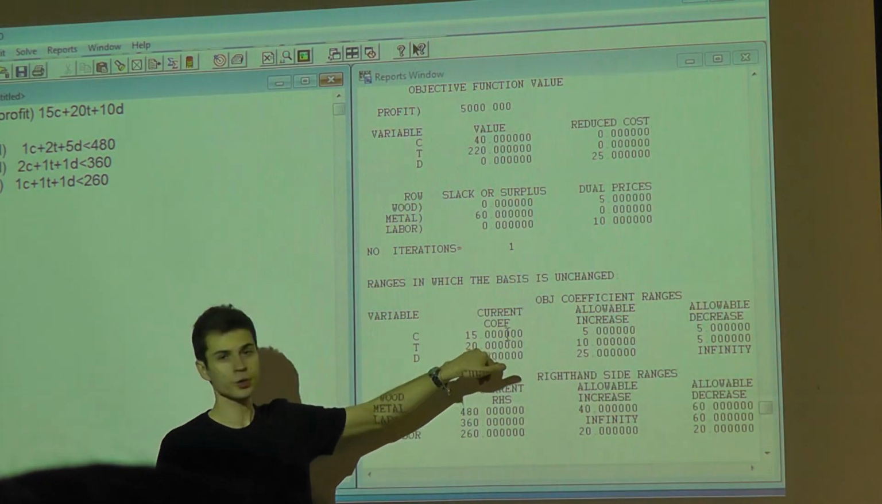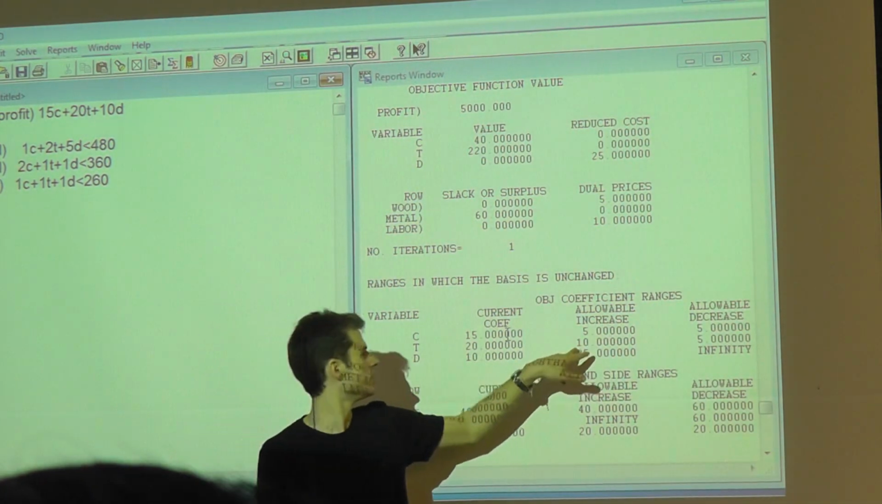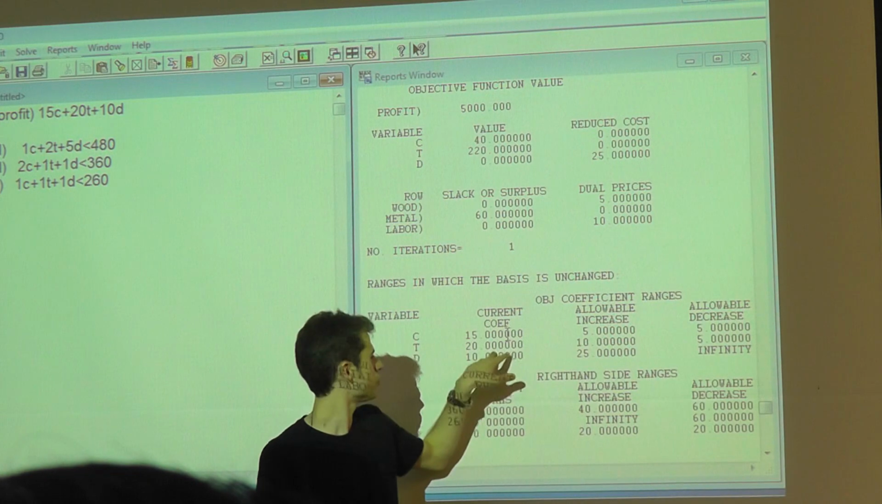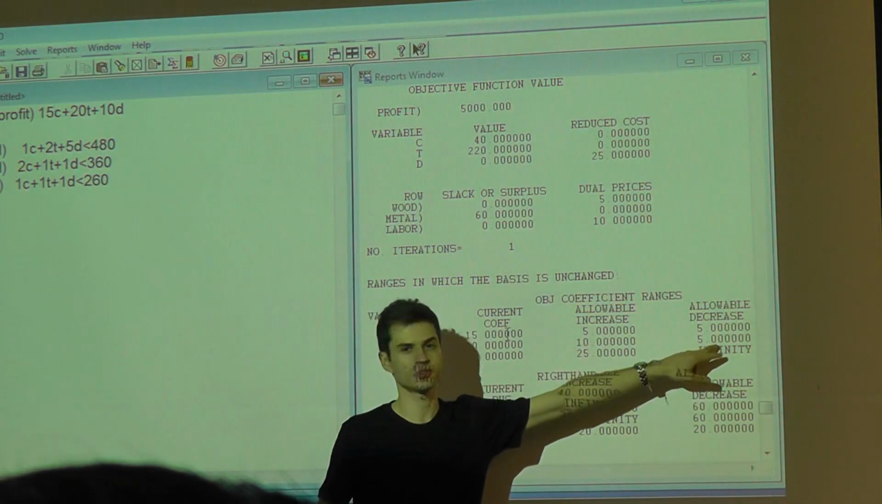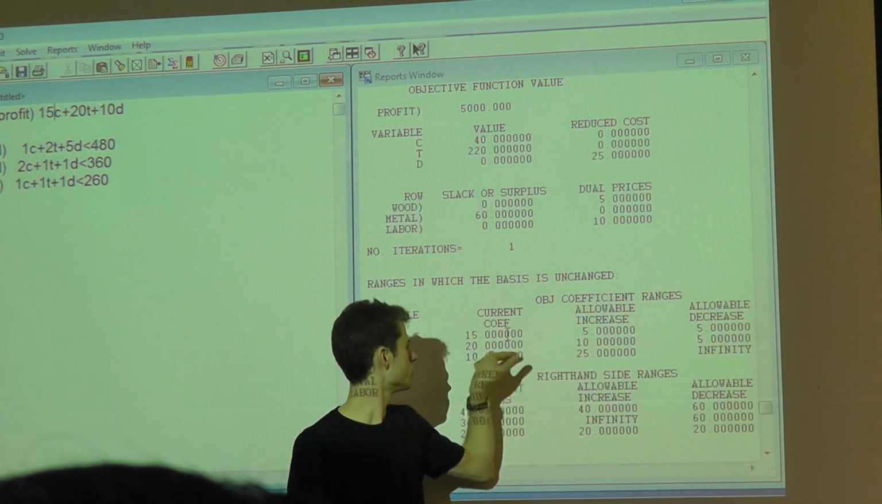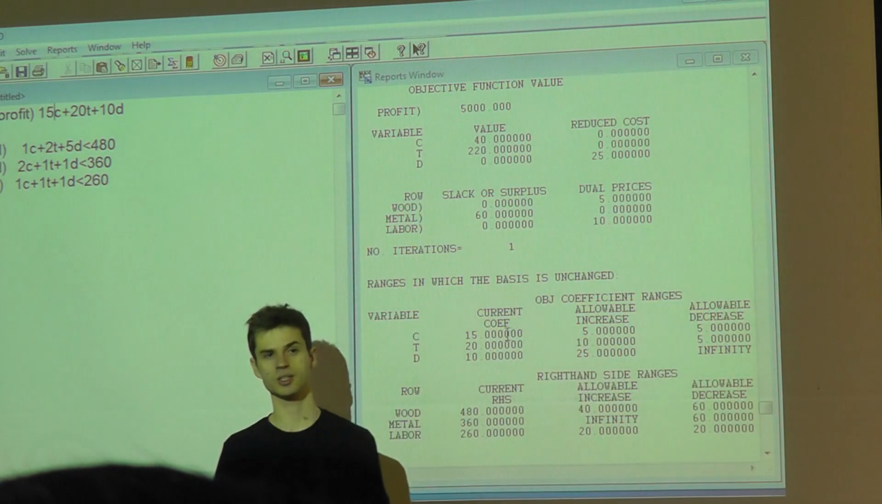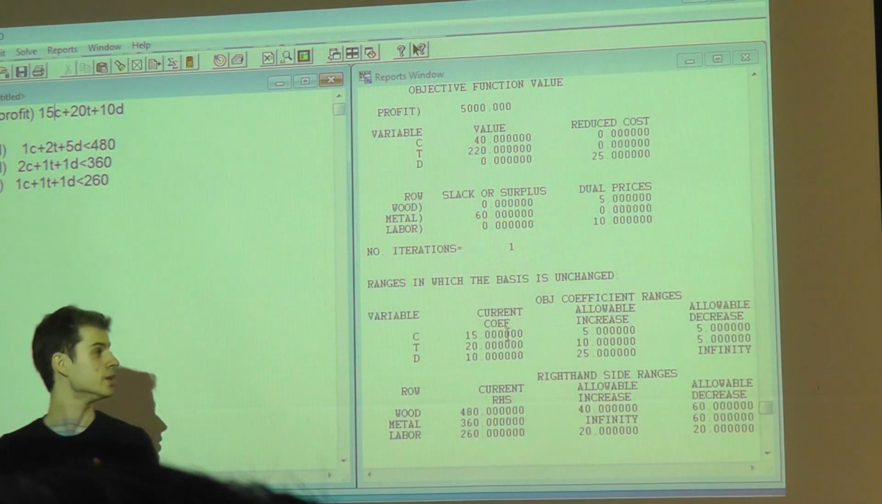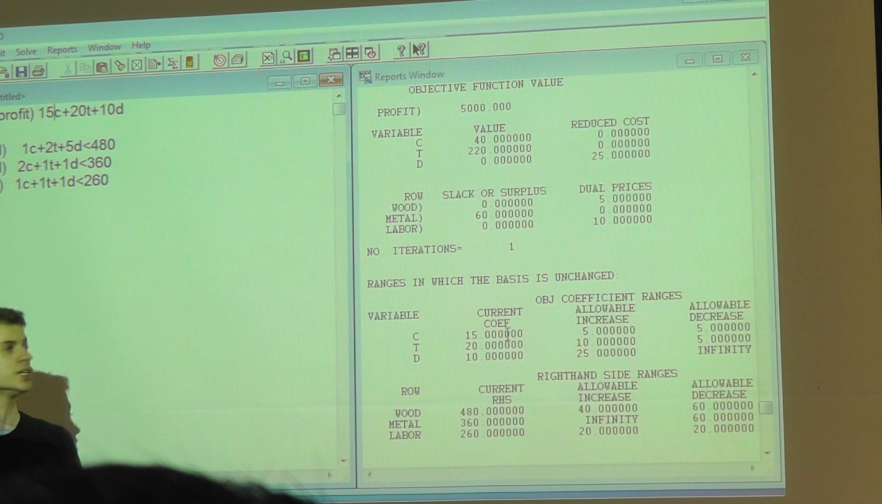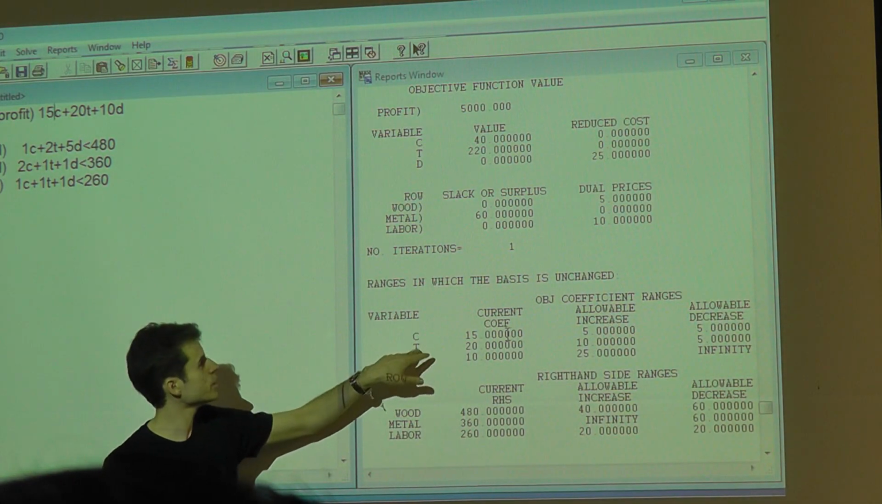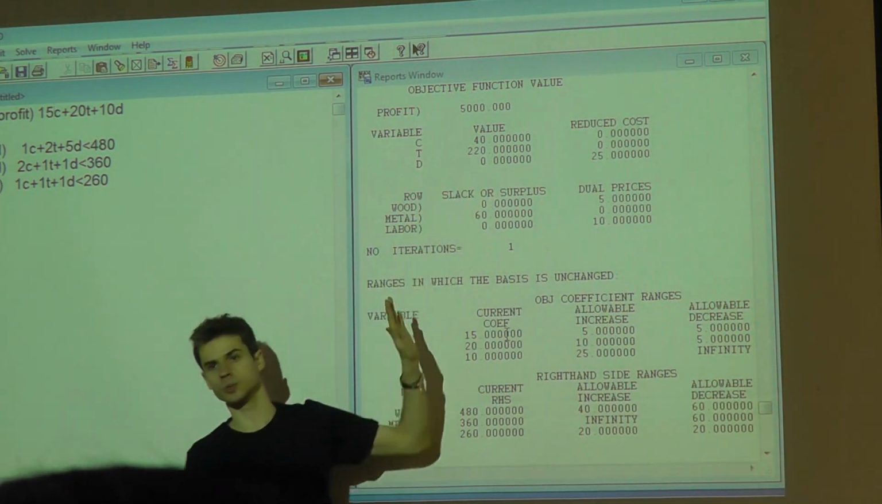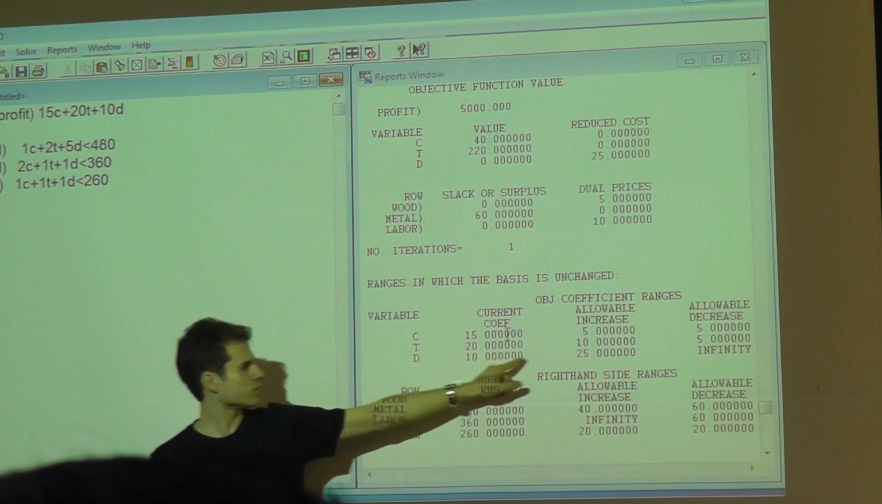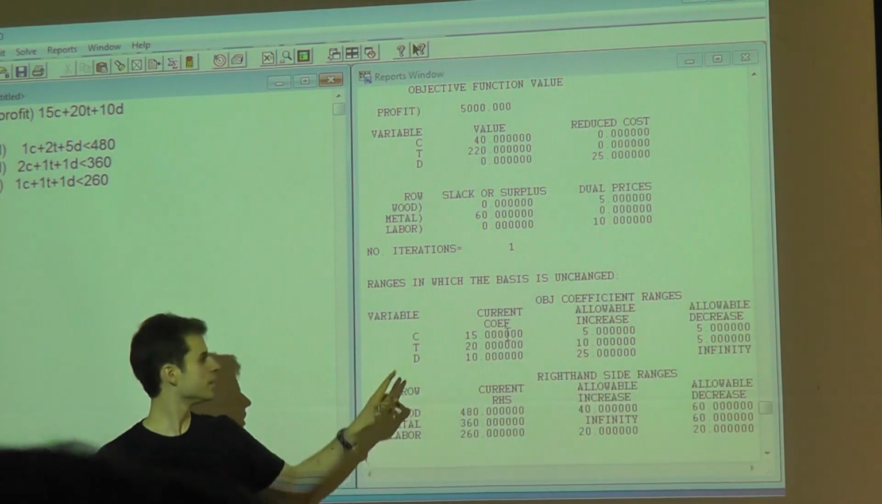Similarly for tables, now you derive a profit of 20. If you change it in the range from 20 minus 5, which is 15, to 20 plus 10, which is 30, so if the profit is between 15 and 30 for sale of one table, this solution will still be optimal. That's what this line tells you.